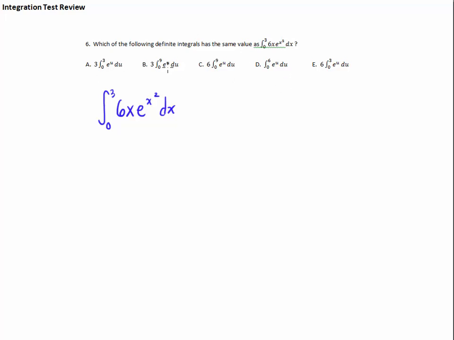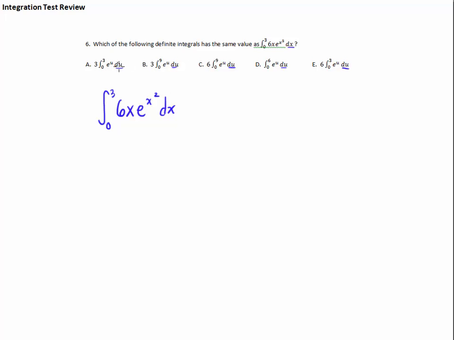Well, let's look at all of our answers and notice what they all have in common, or at least what's different from this. This integral is with respect to x. All of these are with respect to some variable called u. So it looks like what they've done here is they have tried to solve this using u substitution and then just stopped before they actually took the integral. So let's do that. Let's use u substitution on this and see what happens.